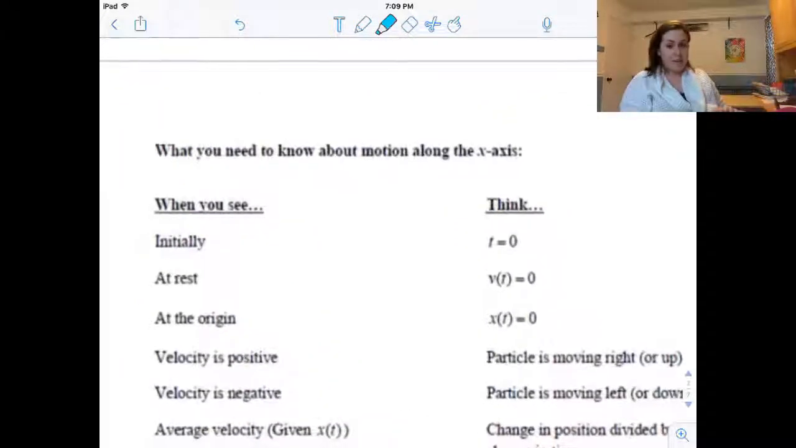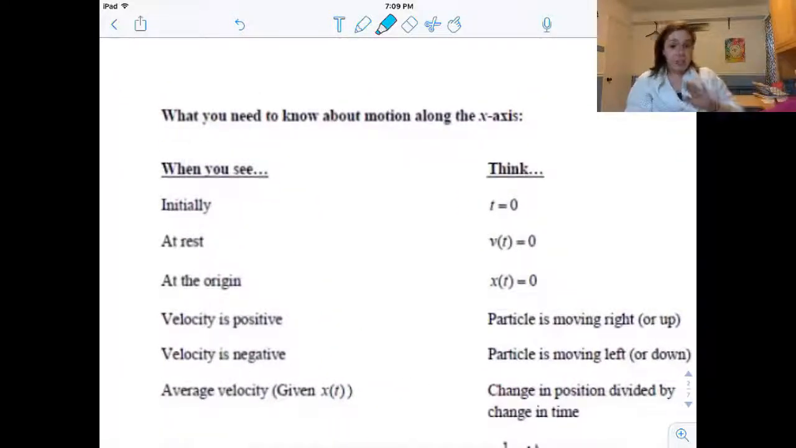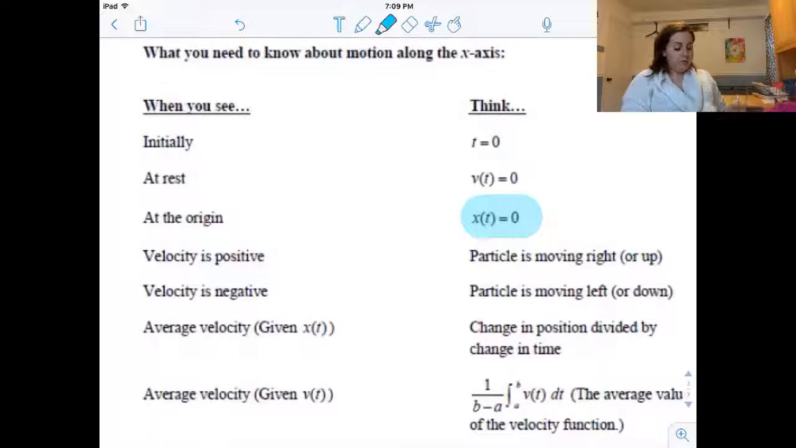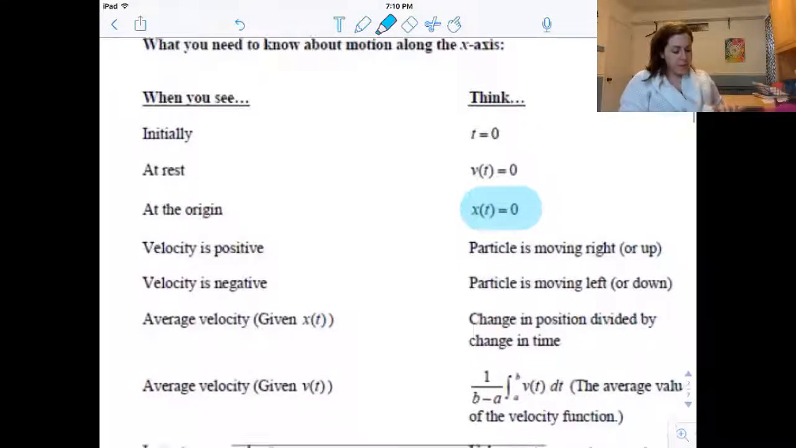These are the big things that you need to know. When you see initially, think when time equals 0, not when the x value is 0, when time is 0. If you see at rest, that means your velocity is 0. If you see at the origin, that means your position is 0. Okay, so these are different types of zeros. If you see velocity is positive, particle's moving to the right or up, velocity is negative, moving down or left.